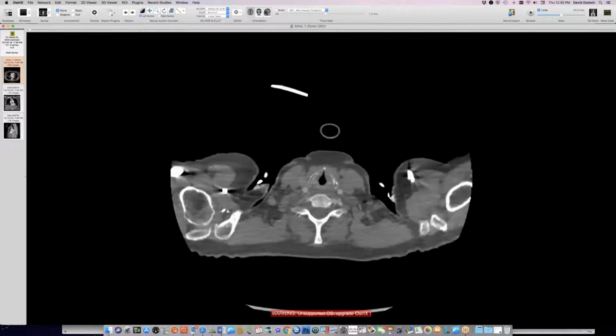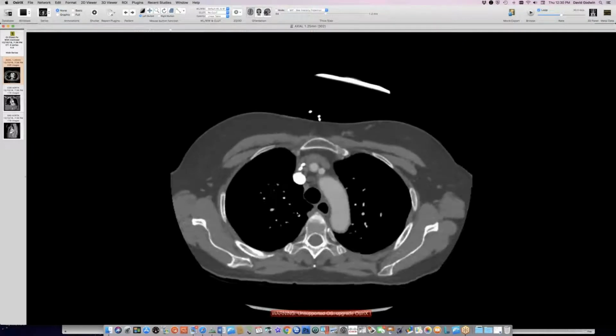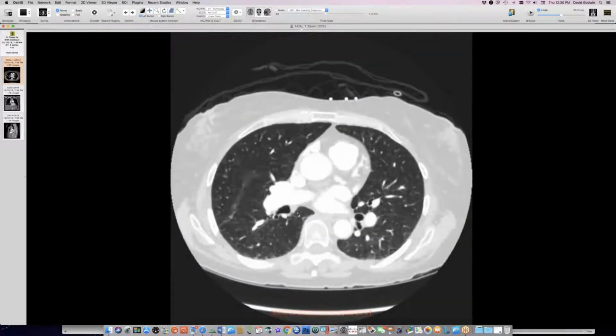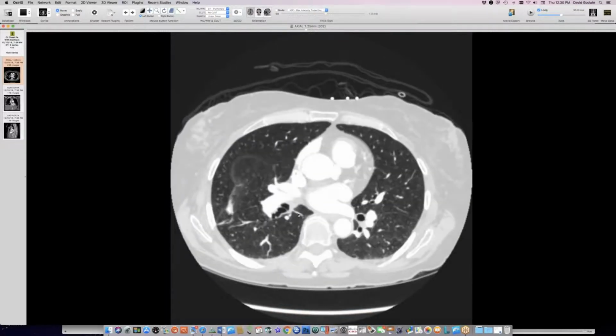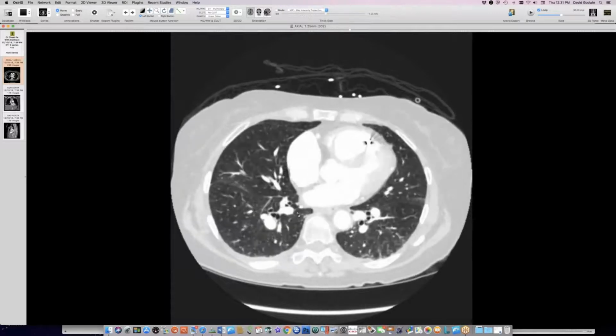Yep, and one possibility for the diffuse lung disease is extramedullary hematopoiesis. That's always one that's worth thinking of. Okay, that would be interesting considerations.